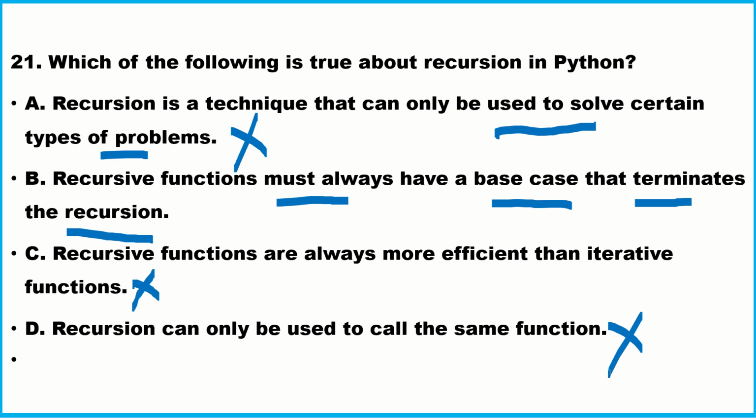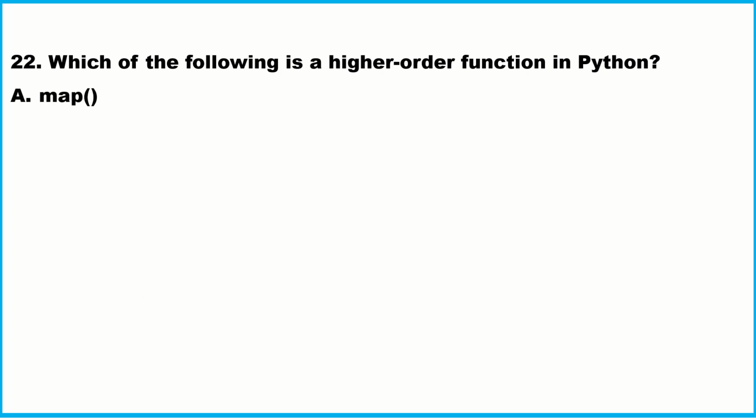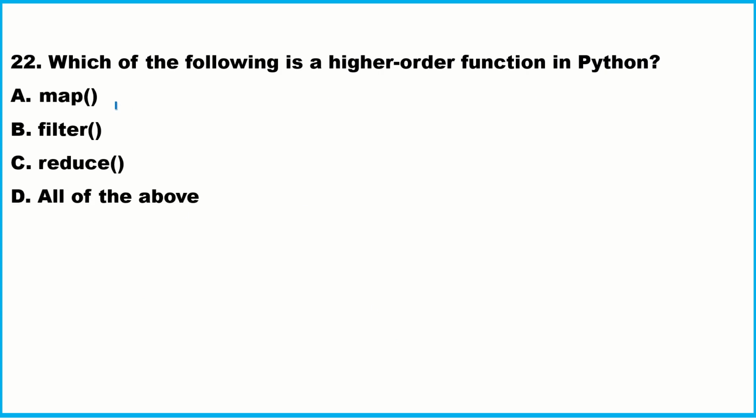Which of the following is a higher order function in Python? Map, filter, reduce: all of the above are higher order functions.